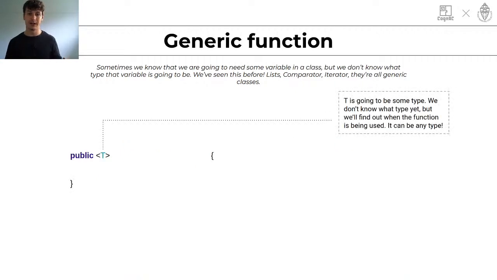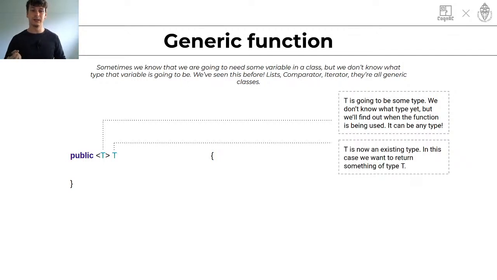Now what do they look like? Let's say that we have a generic function. So again, we know that there will be some type in this function, we just don't know what that type will be. So we indicate that the function will be generic by saying public and then in diamond brackets T. T is going to be some type. We don't know what type yet. We can replace T by anything, by the way. We can call it R, S, give it any name.